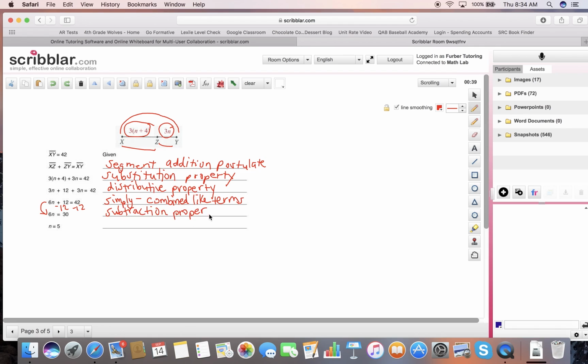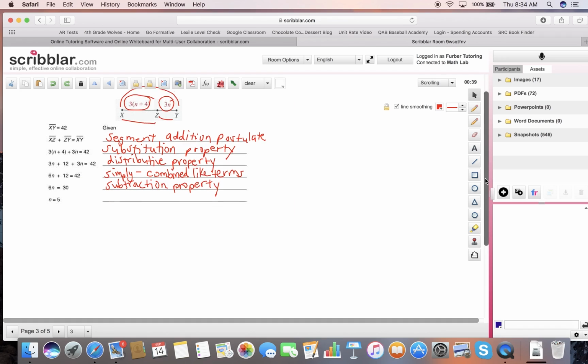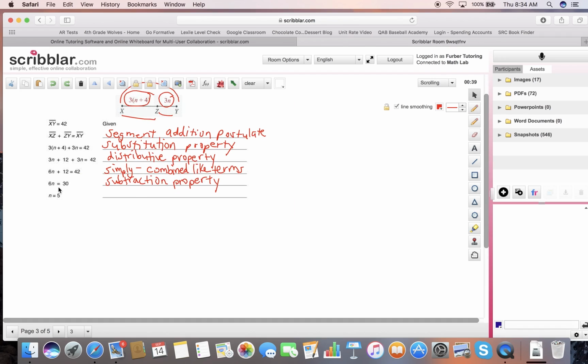If I subtracted the same thing from both sides of the equation, then that is how I got rid of the 12. And then the last step is I'm going to take this 6n equals 30 and solve it for n. How would I have done that? What did I do to go from this step to this step? Well, you probably could tell that you divided off a 6. That's how I got n equals 5. So that is the division property. I divided the same thing from both sides of the equation to get to the answer.